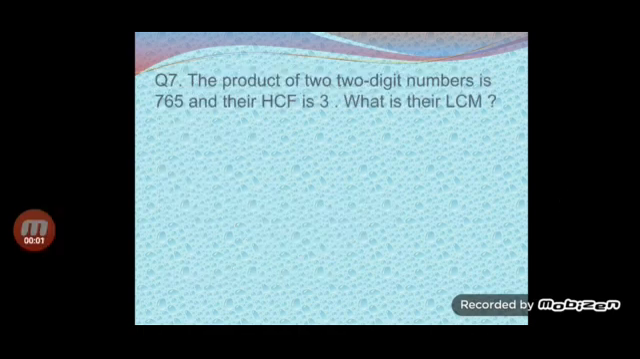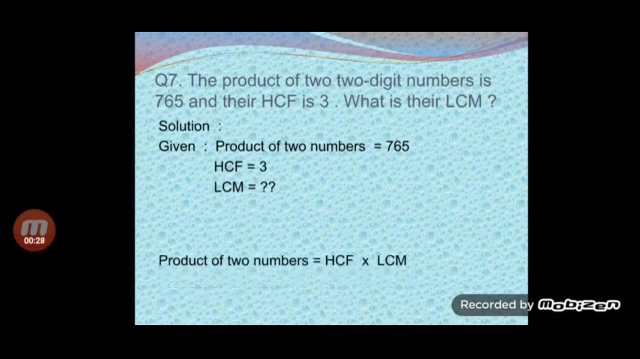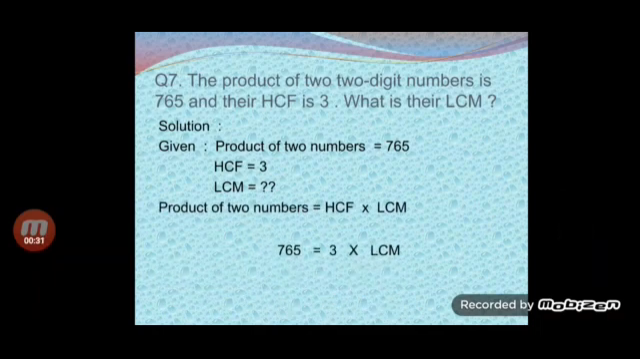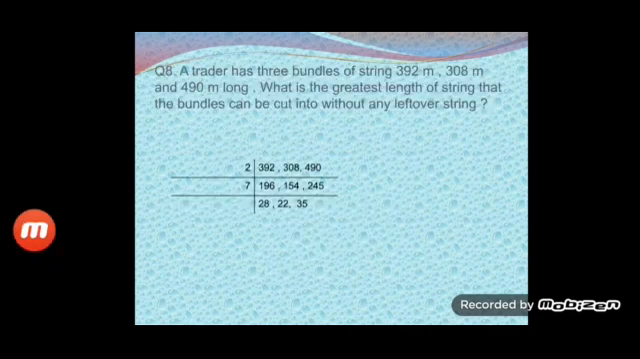The product of two two-digit numbers is 765, and their HCF is 3. What is their LCM? So here we will be using the same formula, that is, product of two numbers is equal to HCF into LCM. Let's see now. Product of two numbers is given 765, HCF 3, and LCM we have to calculate. Now substituting in the formula we get 765 is equal to 3 into LCM. So 3 goes on that side, it will be division. So LCM will be 255.